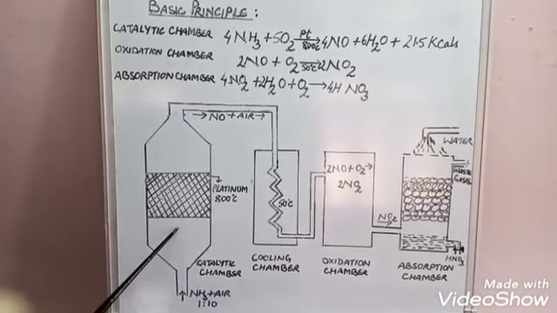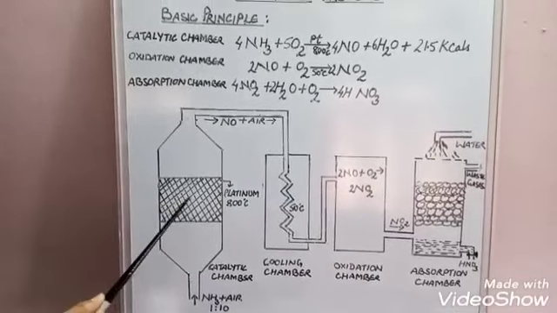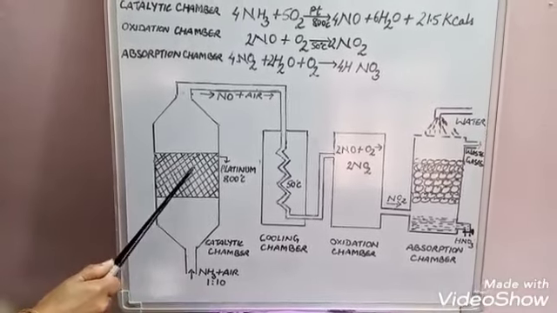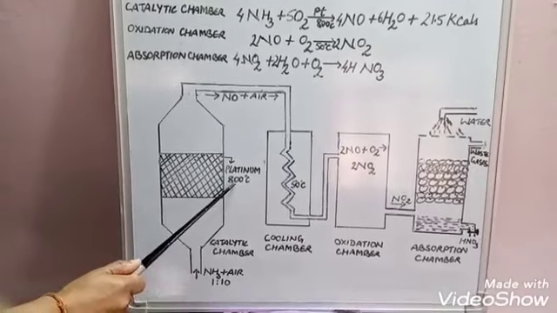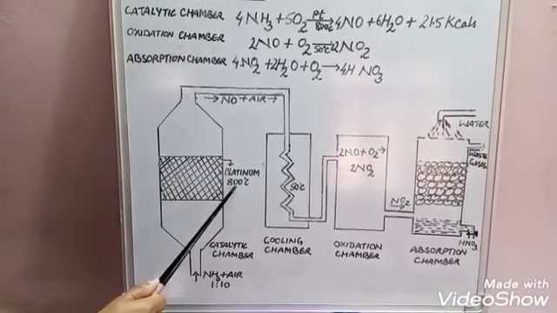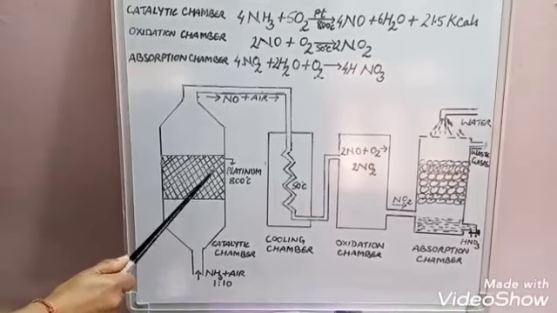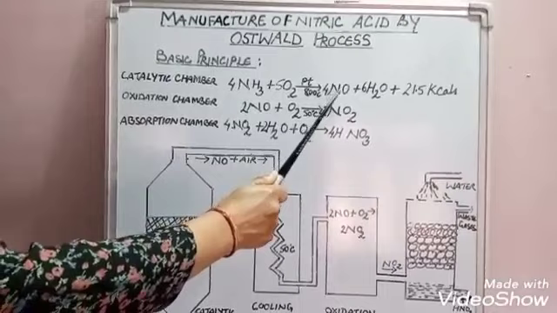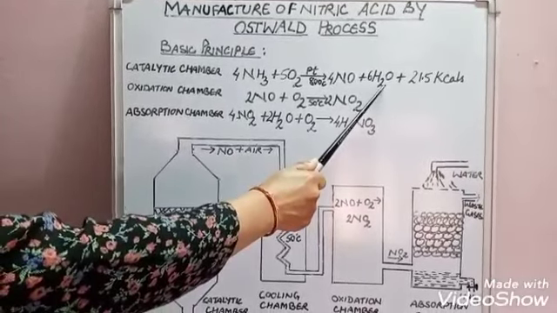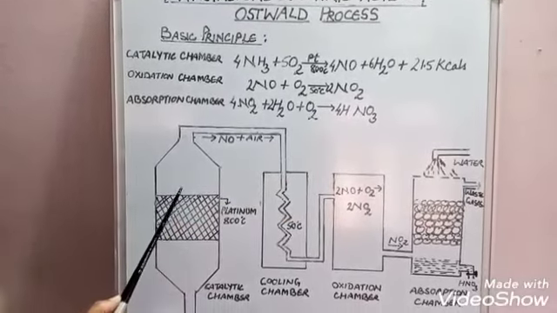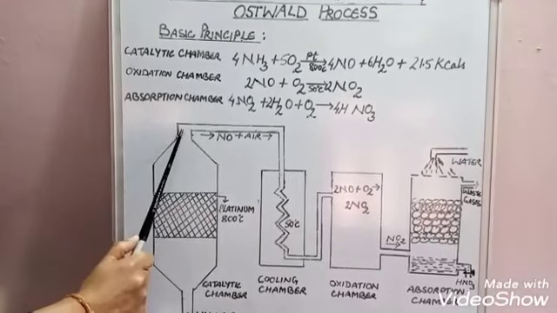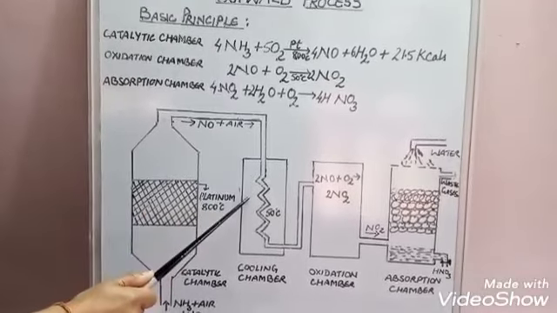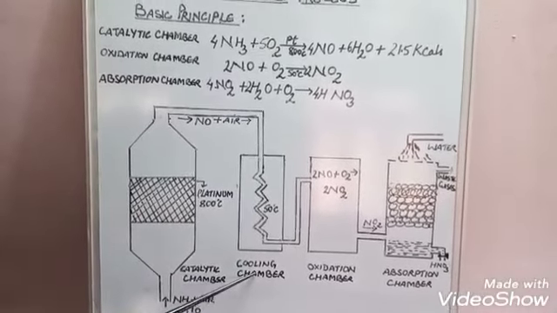is introduced in the catalytic chamber where platinum gauze is used as a catalyst, which is maintained at a temperature of around 800 degrees Celsius. Under these conditions, ammonia gets oxidized to form nitric oxide and water vapors. Then the mixture of remaining gases and nitric oxide formed is passed into the next chamber, which is called the cooling chamber.